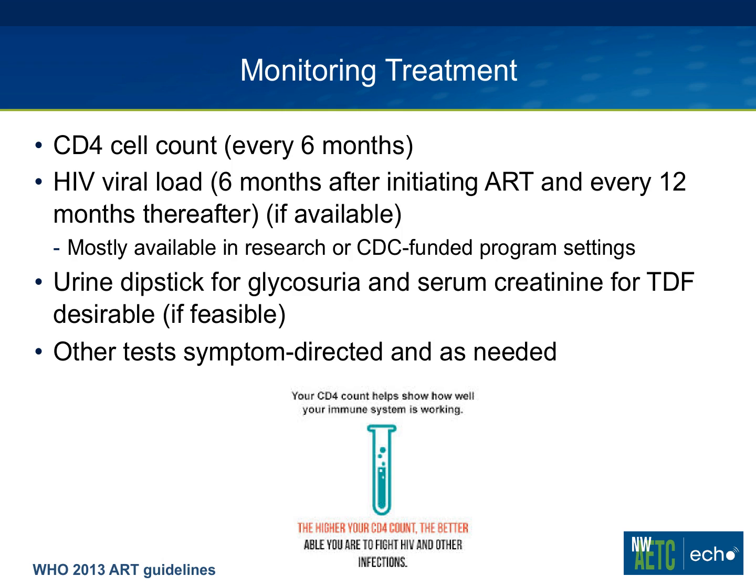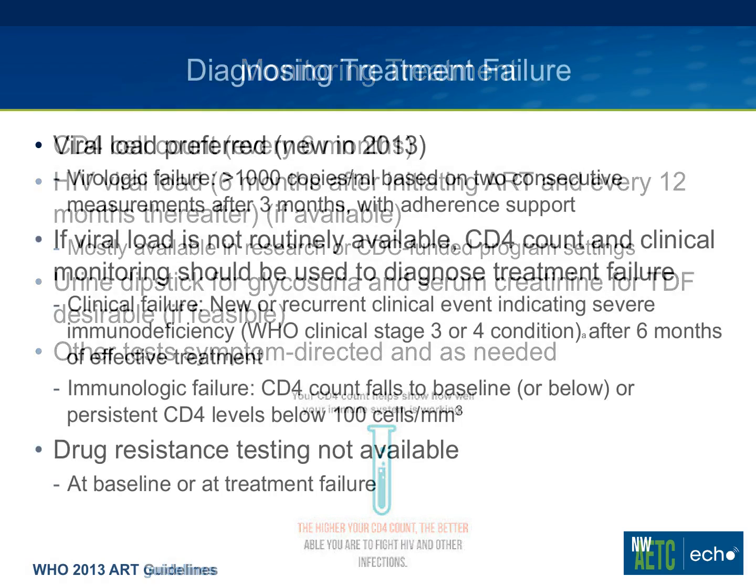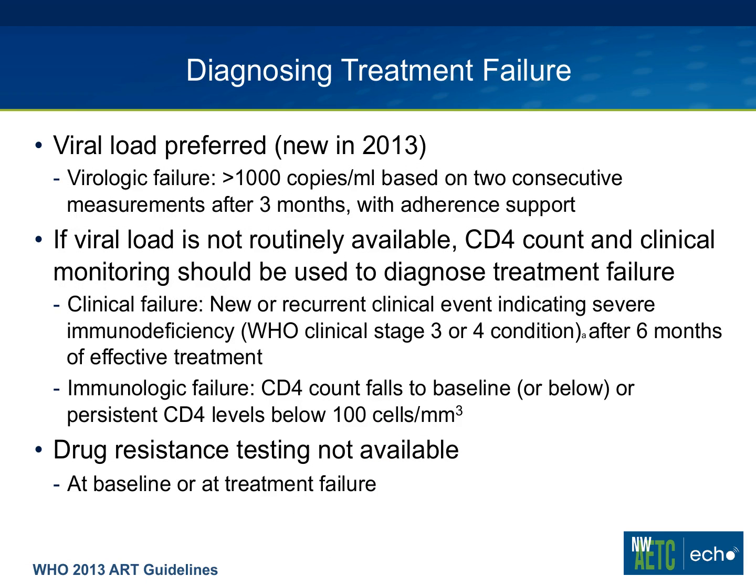So other tests are basically symptom directed. If somebody has hepatitis, you check their ALT. If somebody looks anemic, you check their hemoglobin. But there is not a lot of access to basic biochemical labs in most resource-limited settings, as people have discovered from the Ebola epidemic as well. In terms of diagnosing treatment failure, there's a little bit more pressure now to use a viral load in that setting. So there's this idea that you're going to use targeted viral load testing.